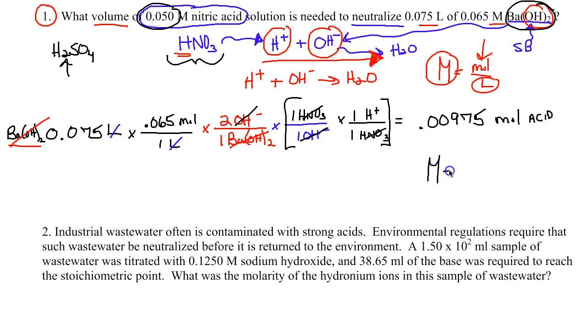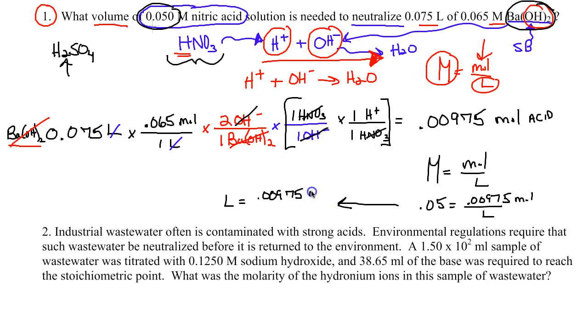Well, what's the volume? Molarity is moles over liter. We know the molarity is 0.05. We now know the moles, 0.00975 moles. Solve for the liters. When you do that, rearrange it: liters is equal to the 0.00975 moles over the molarity, which is 0.05.